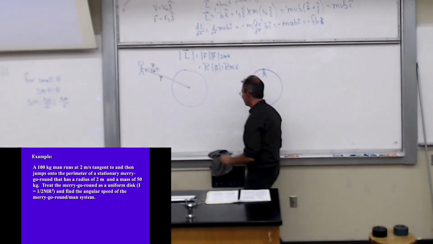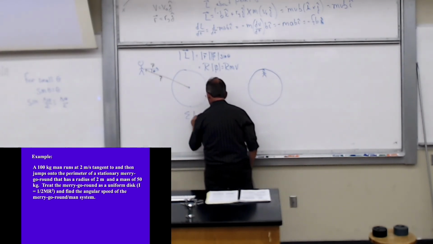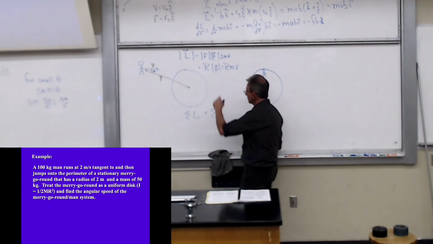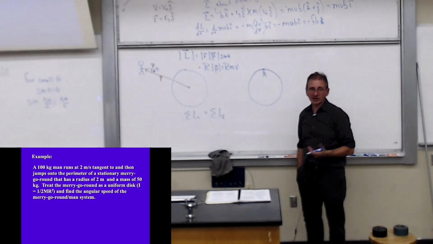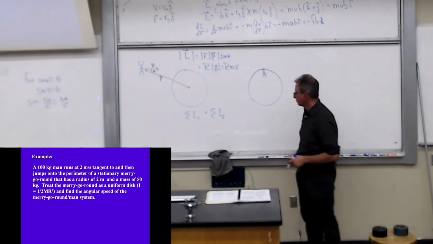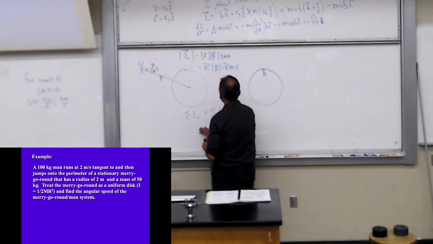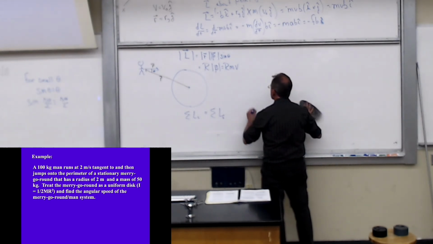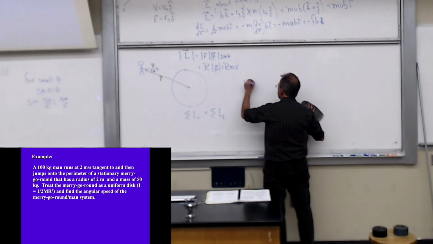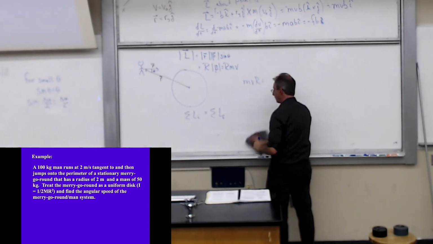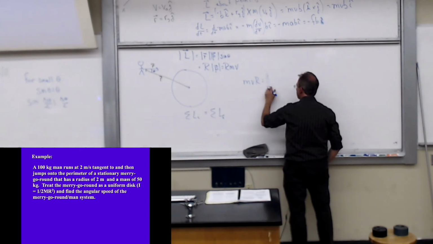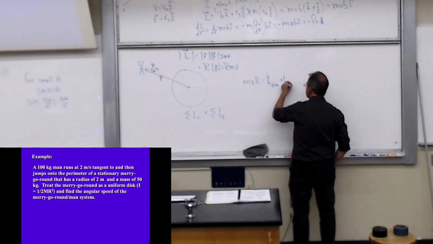Okay? So we want to say that the sum of the initial angular momentum equals the sum of the final angular momentum. Well, what's the angular momentum of the disk at the beginning? Well, it's not spinning, so it's 0. So my initial angular momentum of the system is just mvr. My final angular momentum of the system is going to be the angular momentum of the disk, the merry-go-round, plus the angular momentum of the person.